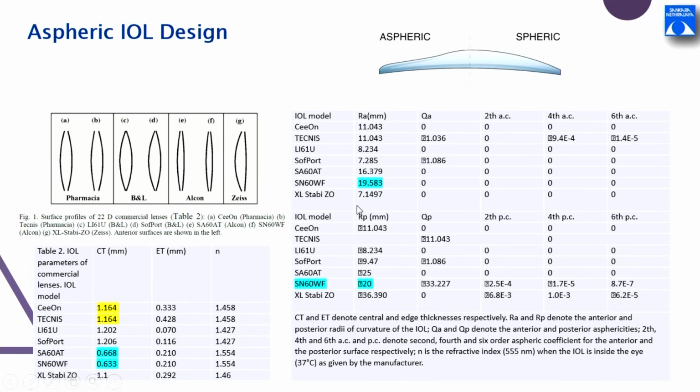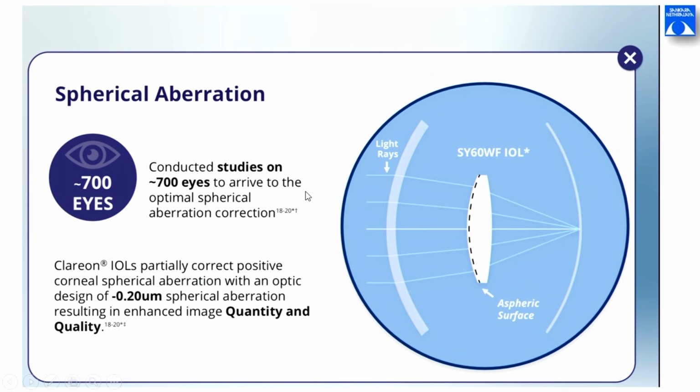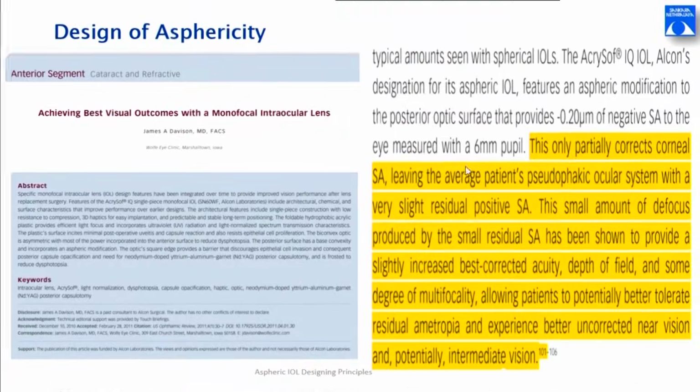We looked into how these lenses work and what the principles are. We had spherical lenses, and aspheric lenses in the evolution, and the spherical aberrations which help. We don't want to correct the entire spherical aberration. There is uncorrected spherical aberration which helps intermediate or near vision. This paper looked at achieving the best visual outcomes with a monofocal intraocular lens. Even though aspheric or monofocal lenses have some negative spherical aberration, the partially uncorrected spherical aberrations are the ones helpful for intermediate vision.